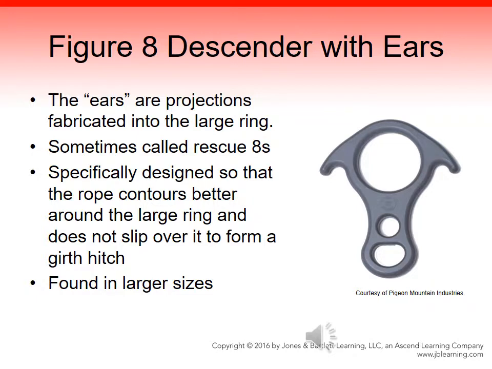The advantage of the figure 8 descender with ears is primarily that the rope is less likely to slip around the large ring and form a girth hitch. Most models are available in larger sizes, which dissipate heat better, and these types of descenders accept larger ropes. The disadvantage of the figure 8 with ears is that they twist rope. They are more difficult to control on long rappels, and once on the rope, they can create a wide range of friction.